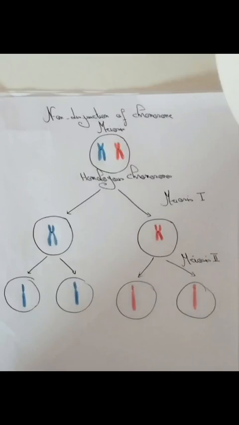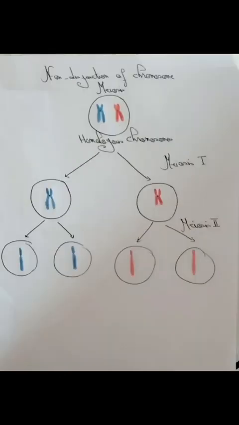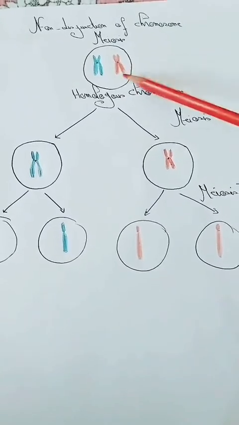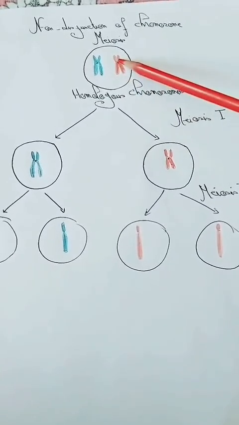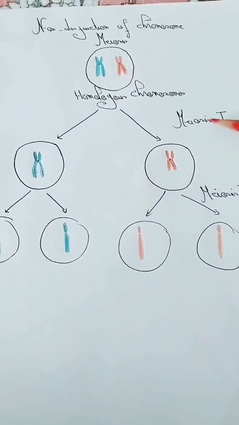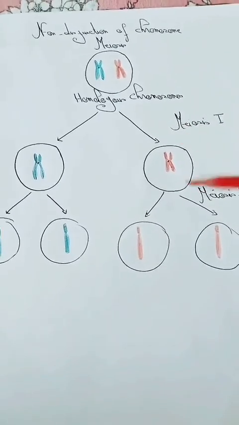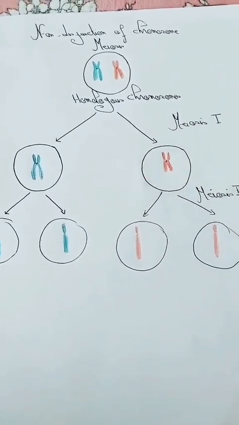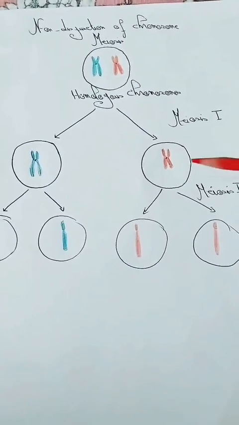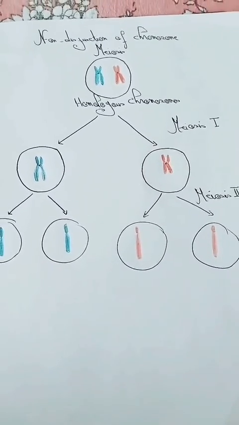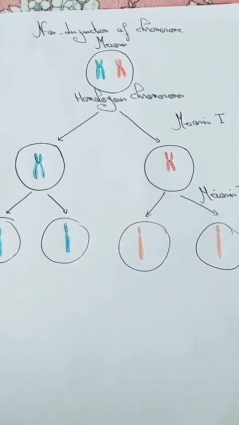Normal chromosome segregation begins with a diploid cell at the start of meiosis. Let's focus on these homologous chromosomes. Each chromosome consists of two sister chromatids joined at their centromere. During meiosis 1, homologous chromosomes separate, resulting in two cells, each containing one pair of sister chromatids.